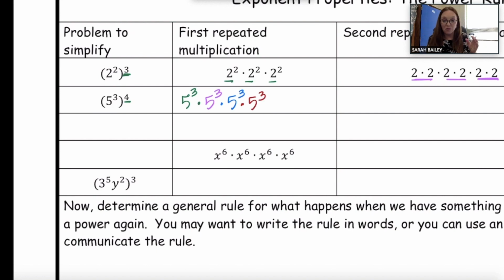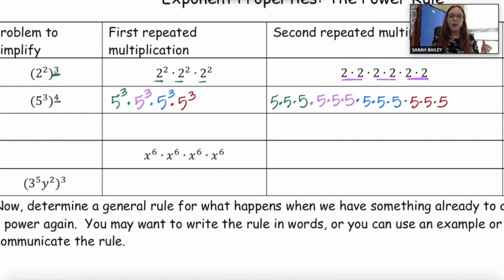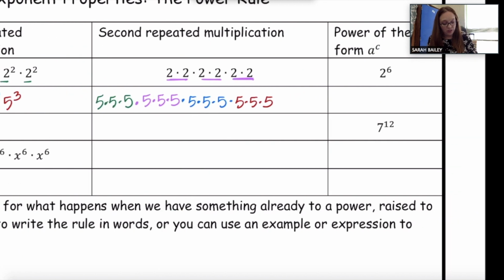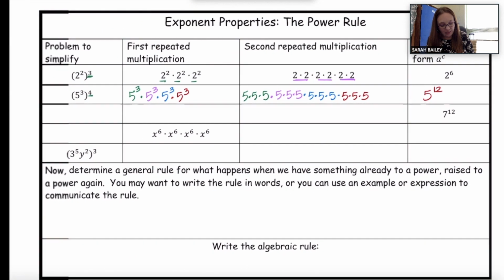Okay. So the first group of 5 cubed. So 5 times 5 times 5. And then I need another group of 5 cubed. 1, 2, 3. And then I need another group. 1, 2, 3. And then I need one more group. Okay? So how many 5's do I have being multiplied together? 12. So this is going to be equivalent to 5 to the 12th power. That's it.